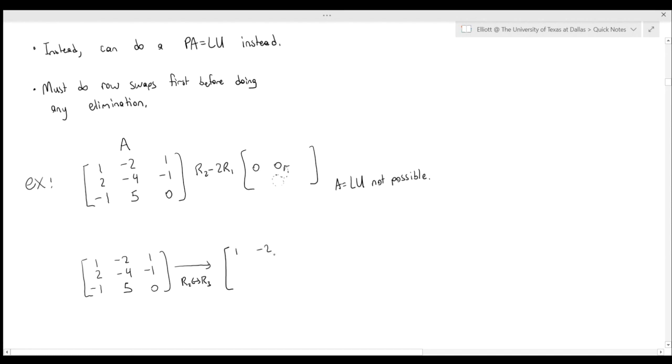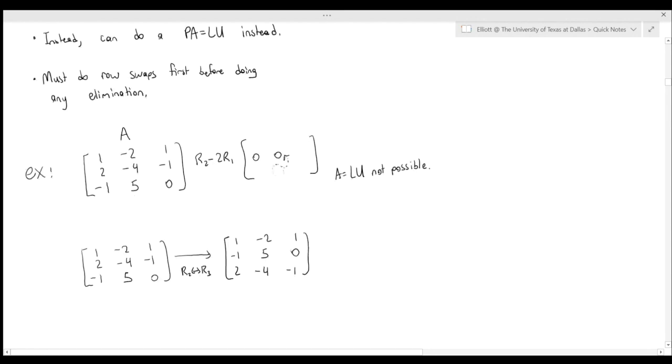So now we get 1, -2, 1. Let's see here. So row 3 goes here now. And then row 2 is the new row 3. Okay.